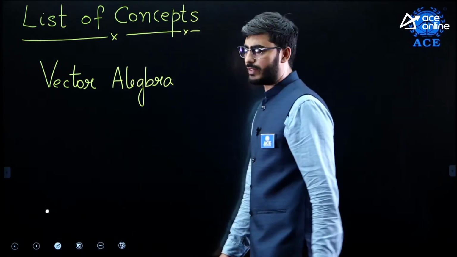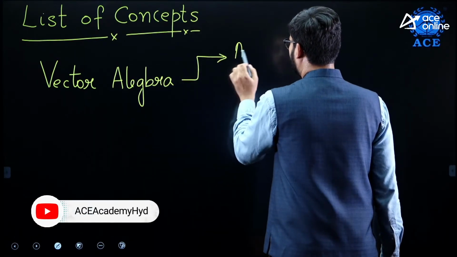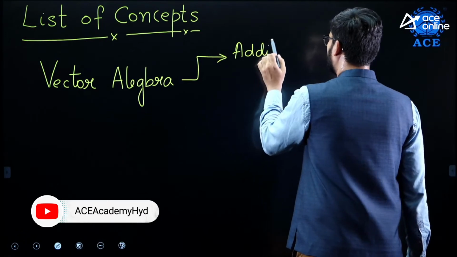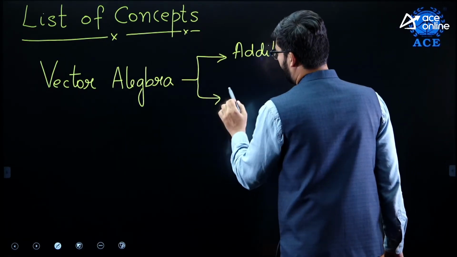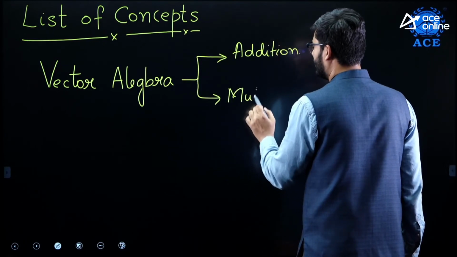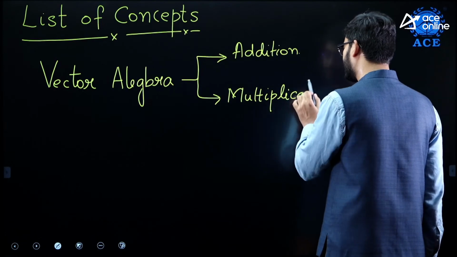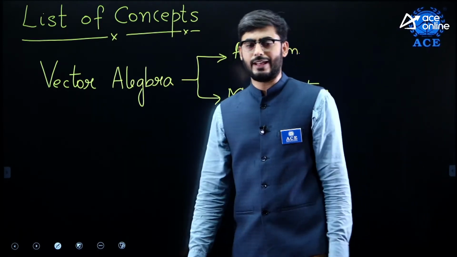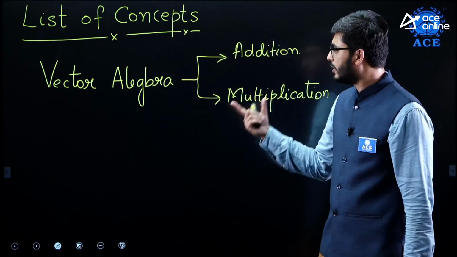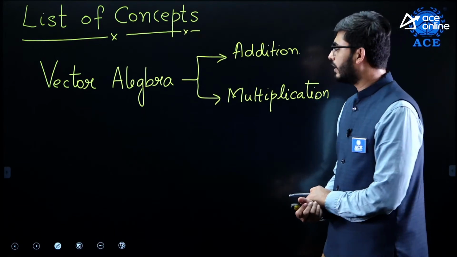In this vector algebra, we will be seeing the addition of vectors as well as the cross product of vectors, addition as well as multiplication. This multiplication involves cross product and dot product, guys. Without this, we cannot study the kinematic analysis of the mechanism. So we need to have an understanding of this vector algebra, right?